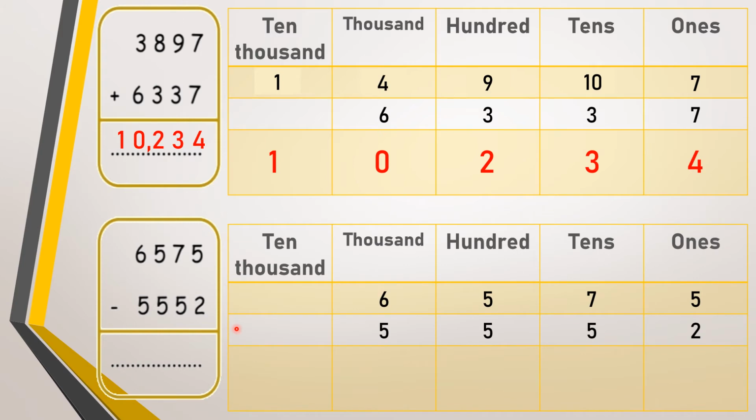Next question, I will use the place value method to subtract. So I will take away 2 from 5. 5 minus 2 is 3. And 7, I will take away 5 from 7. 7 minus 5 is 2. And 5 minus 5 is 0. And 6 minus 5 is 1. So the answer will be 1023.